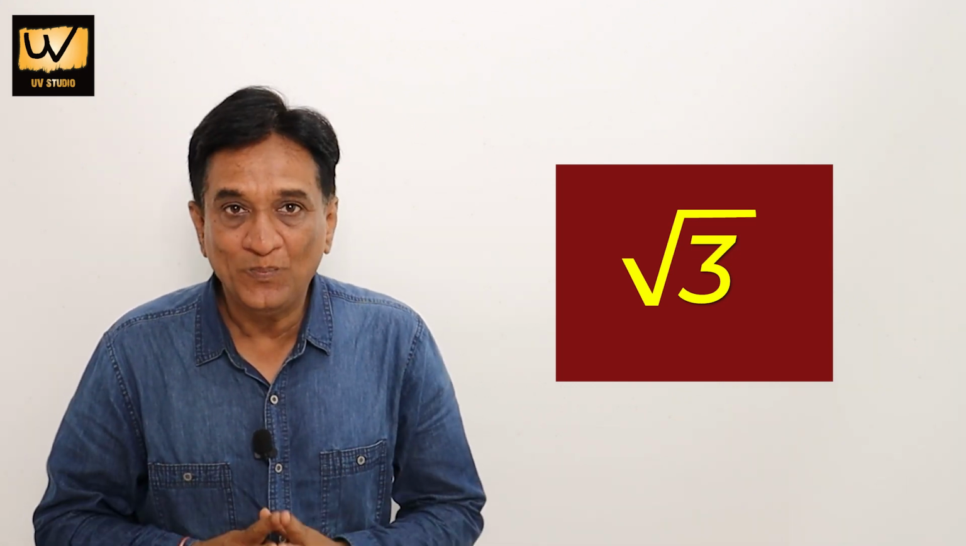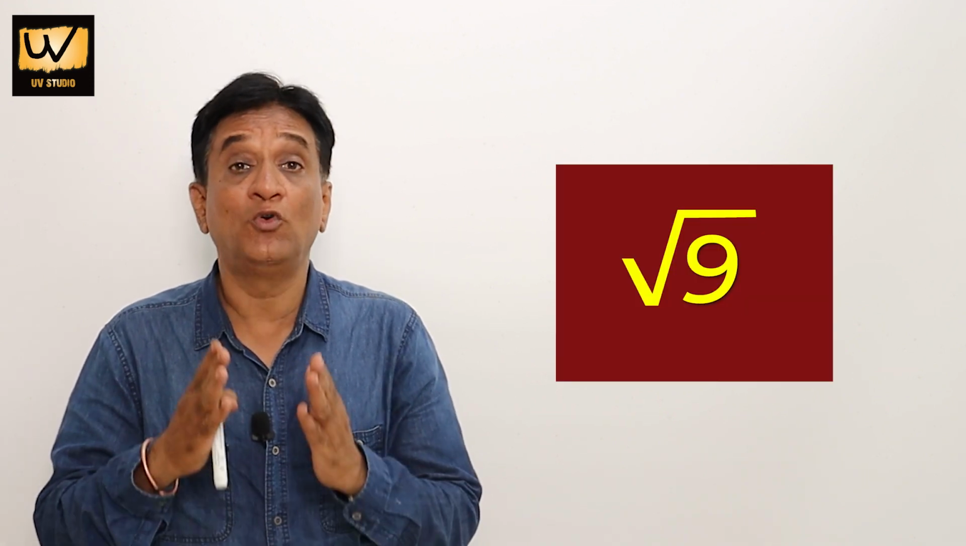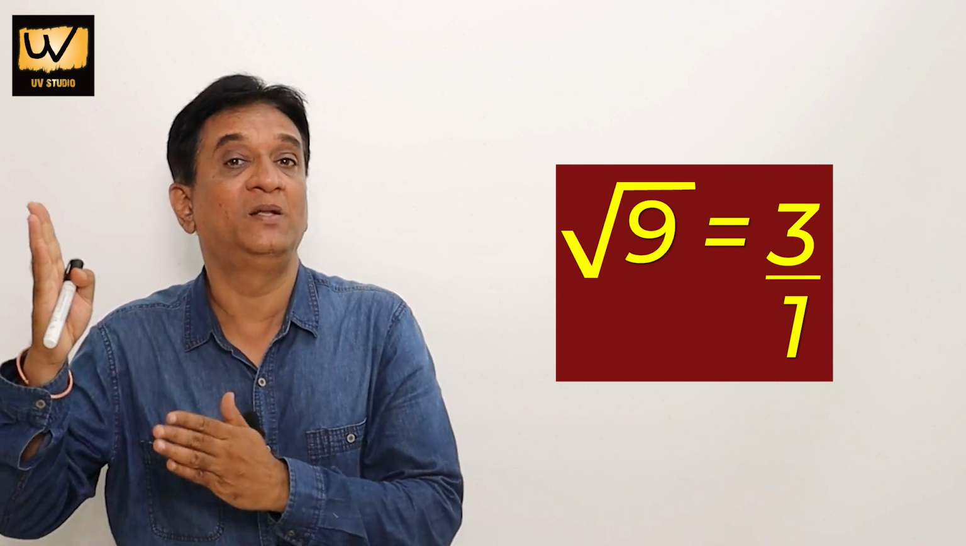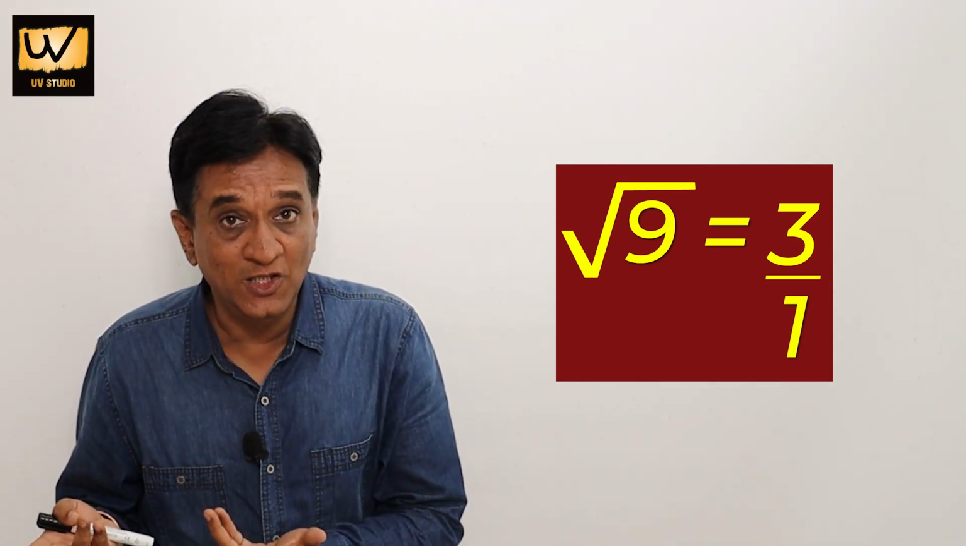Let us take an example of an irrational number. Root 3. Do you have root of 3 in the fraction form? No. That's an irrational number. You may ask for root 9. But square root of 9 is 3 and 3 can be written as 3 upon 1. So that is a rational number.